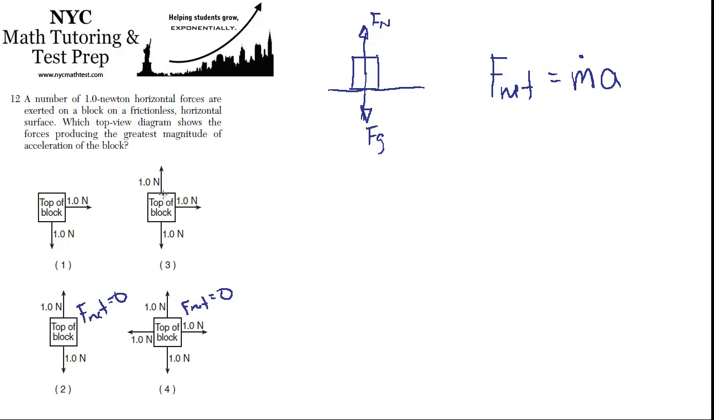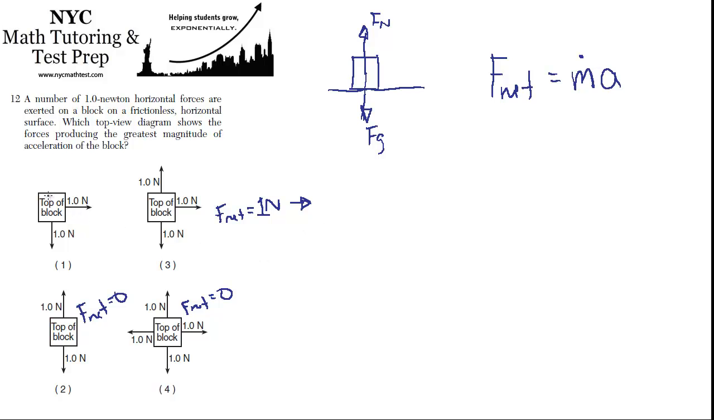How about 3? In 3, the vertical forces counteract each other, so there's no net motion in the vertical direction, but there's nothing to counteract this 1 Newton force to the right. So the net force is going to be 1 Newton to the right. And I'll put this little arrow. It's nothing formal here, but I'm just reminding myself that it's a 1 Newton net force to the right.